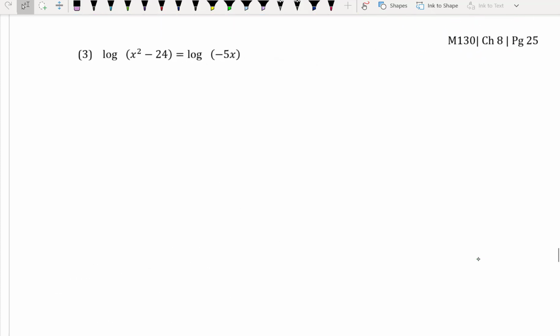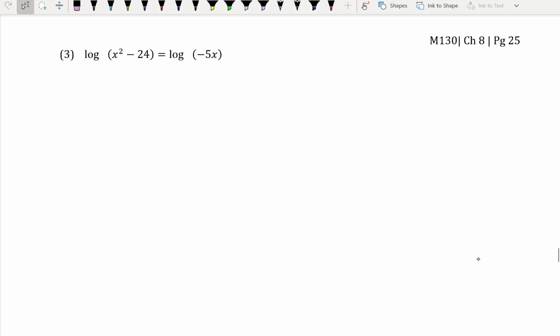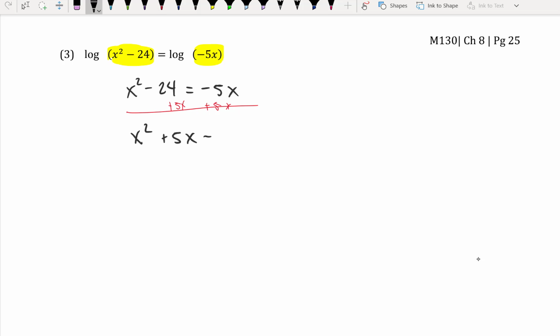So let's see what happens with number 3. I have my logs, they're isolated, so I'm going to set the insides equal to each other. So x squared minus 24 is equal to a negative 5x. Well, I'm going to add 5x to both sides to get it equal to 0. So I have x squared plus 5x minus 24 is equal to 0.